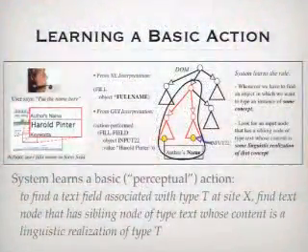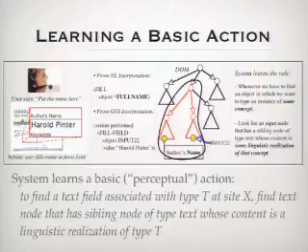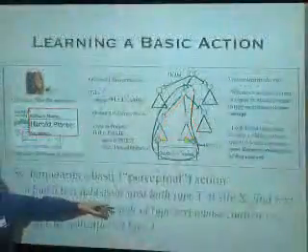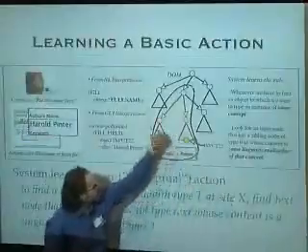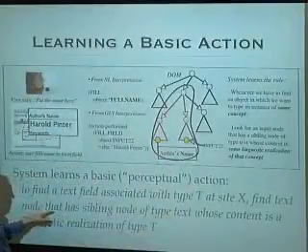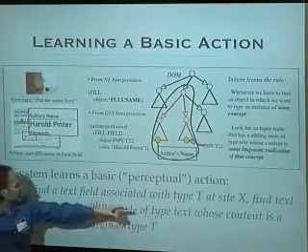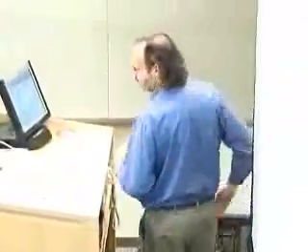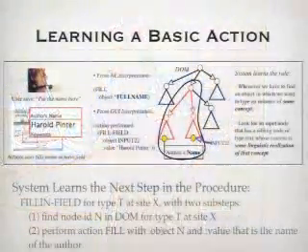So we'll learn something like this. To find a text field associated with some type at this site, Barnes & Noble, we find a text node that has a sibling node of type text whose content is a linguistic realization of the type, or something like that. Kind of captures the generalities I've just talked about. Okay, so that allows us to find the node.